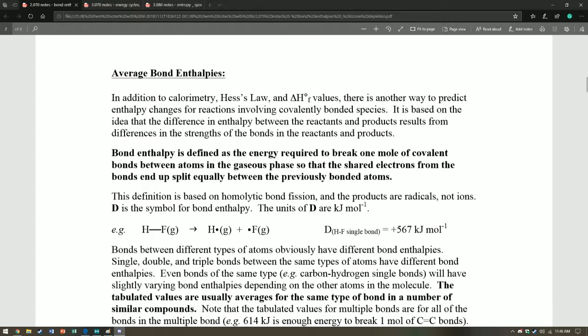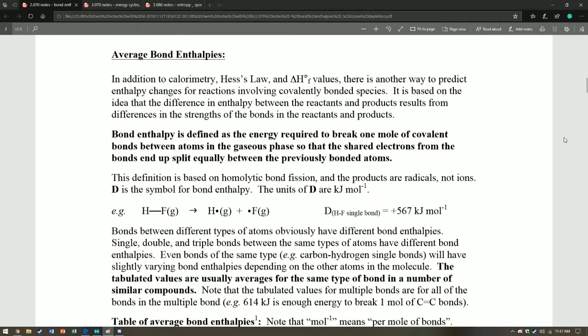So in addition to calorimetry, Hess's law, and the formation enthalpies, you can also predict enthalpy changes using bond enthalpies. Let's actually first define what bond enthalpy is. Bond enthalpy, or bond potential energy, is defined as the energy required to make one mole of covalent bonds between atoms in the gaseous phase, such that the shared electrons are homolytically broken. The bond enthalpy is the energy required to homolytically break 1 mole of covalent bonds between two atoms in the gaseous phase.